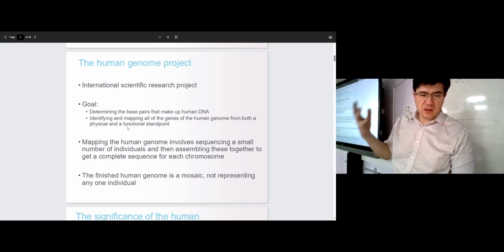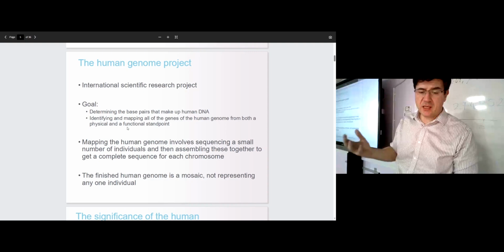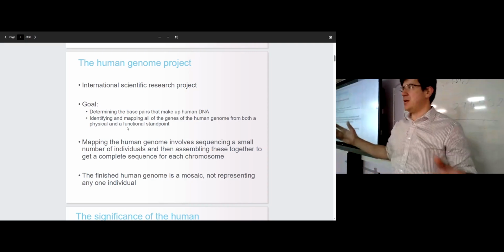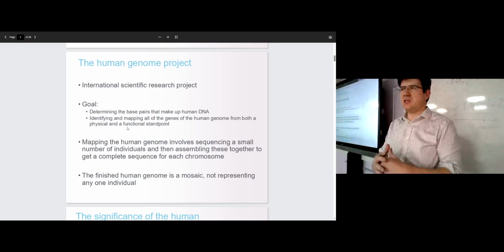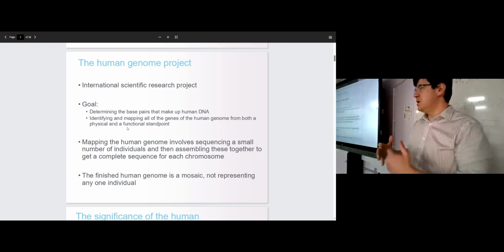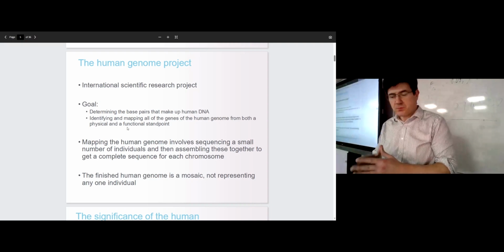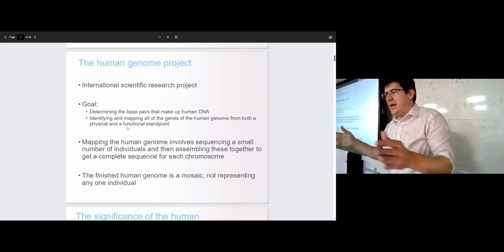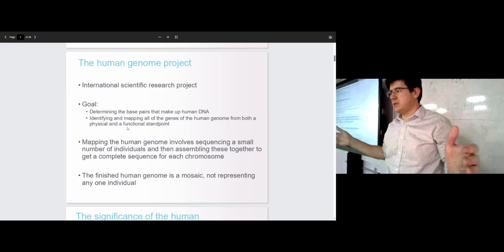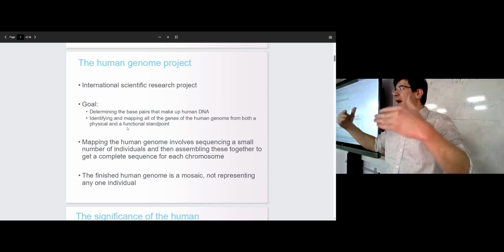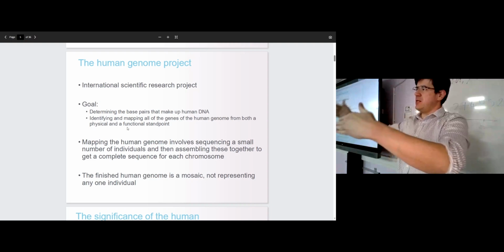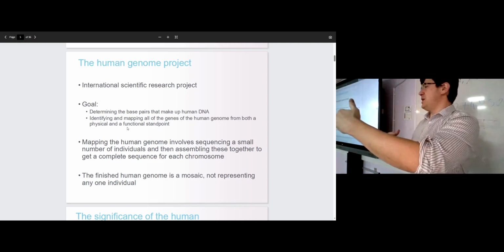So the Human Genome Project, the finished human genome, is a mosaic. It doesn't really represent one individual, but it's a mosaic of individuals. And it's called a reference genome. The reference genome is, as I say, a consensus sequence of DNA that helps us compare whether any other individual has any difference between the reference and the individual itself.